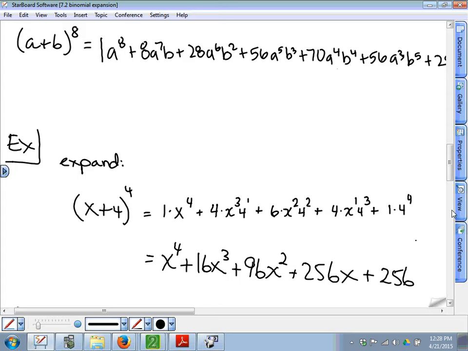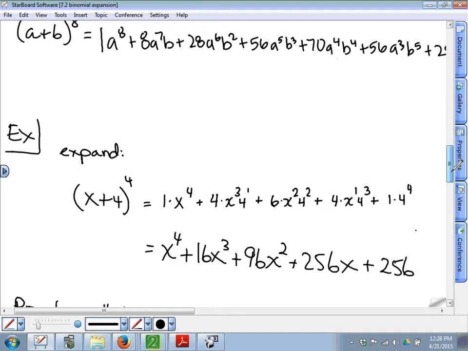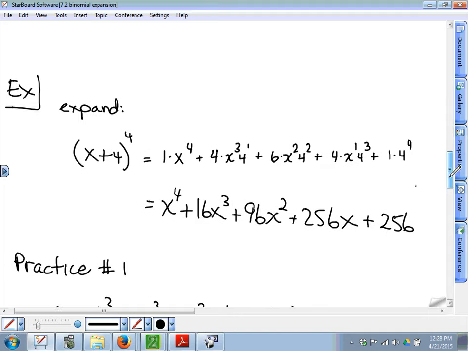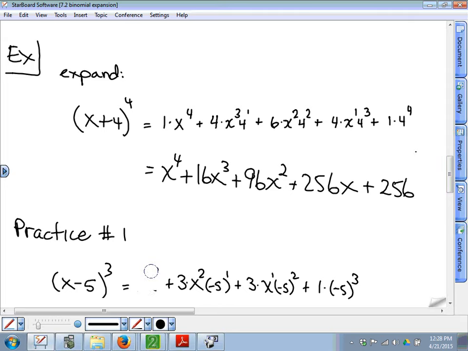So it's the same process. It's a little bit different because you have more numbers and less variables, but you've really got to be careful with minuses. So this one's out of the book, but we'll do this together. This is practice number 1 on page 538, but we'll do it together.